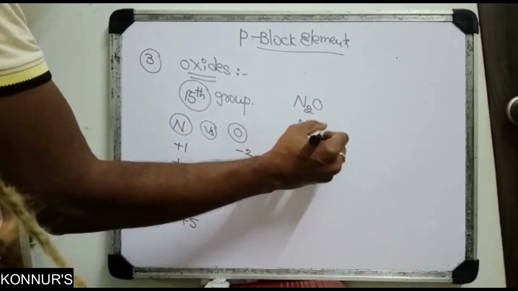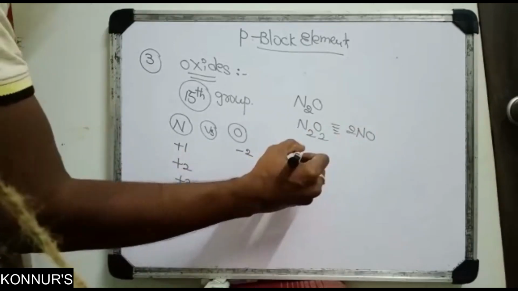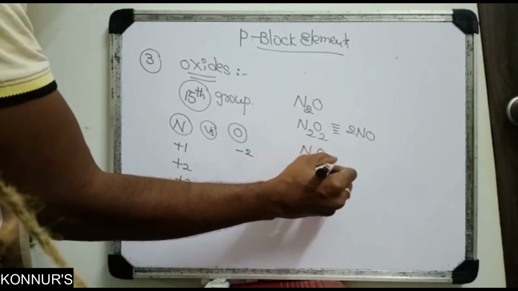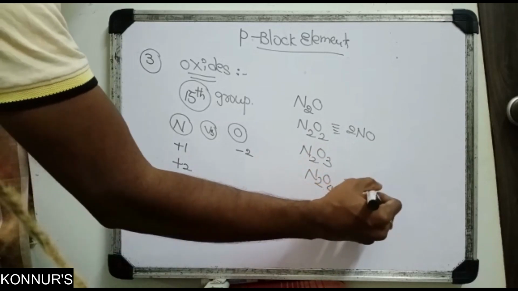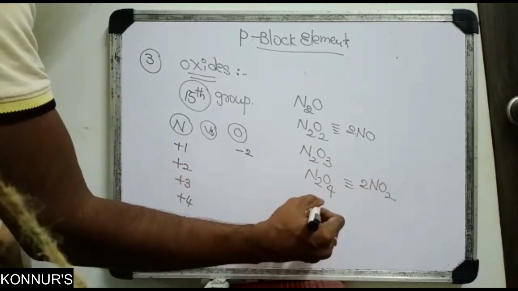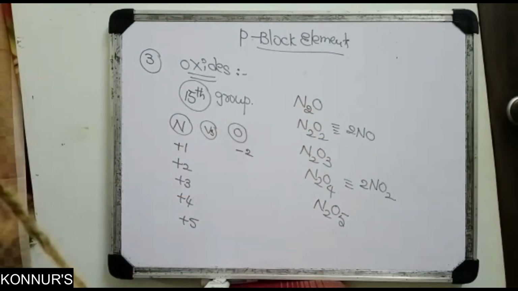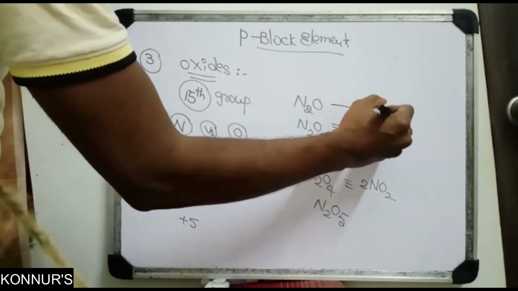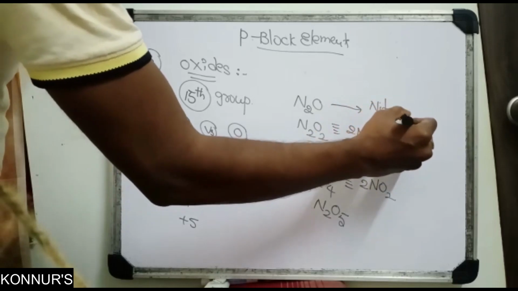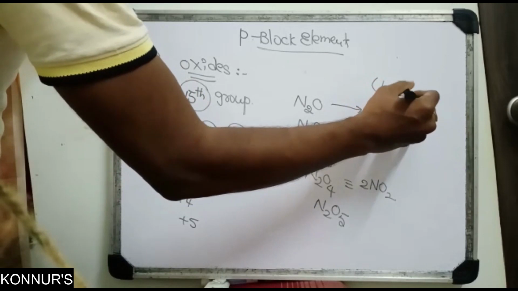So that's why it is forming N2O, N2O2, which you write as 2NO, next N2O3, N2O4, which you can write as 2NO2, and next N2O5. So when nitrogen combines with oxygen, you get these compounds. This one you call nitrous oxide, famous as laughing gas.